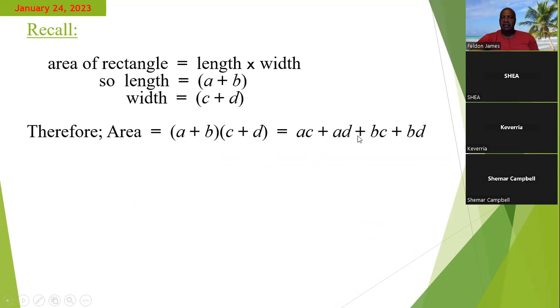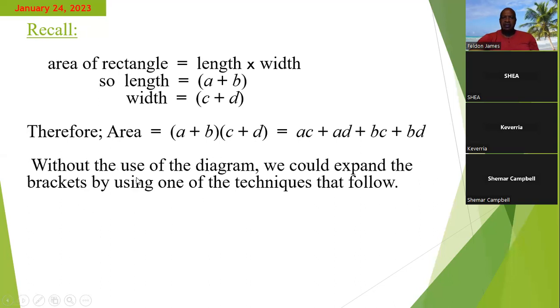And these are the length and width of the smaller rectangles. So when you add up the areas of all of these smaller rectangles, you would get the same area as the bigger rectangle, which is A plus B times C plus D. All right. So now, without the use of the diagram, we could expand the brackets by using one of the techniques that follows.